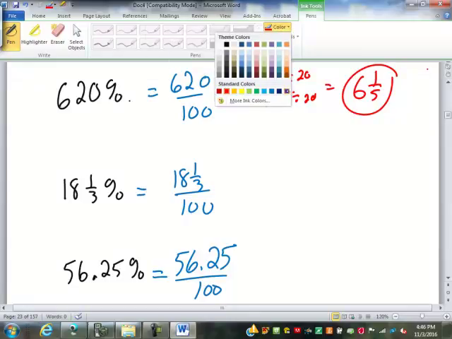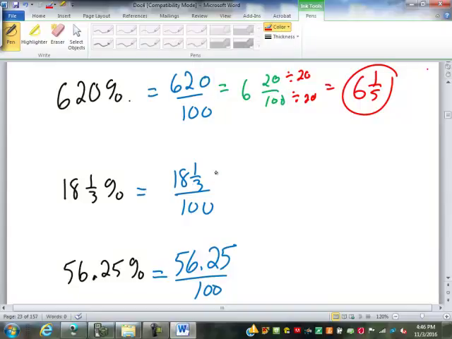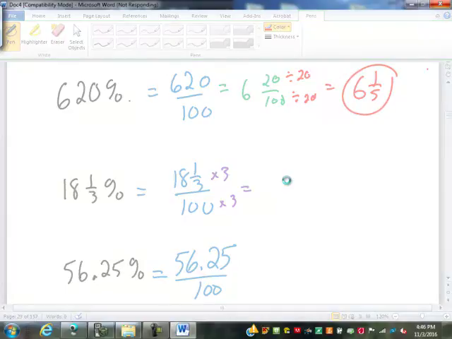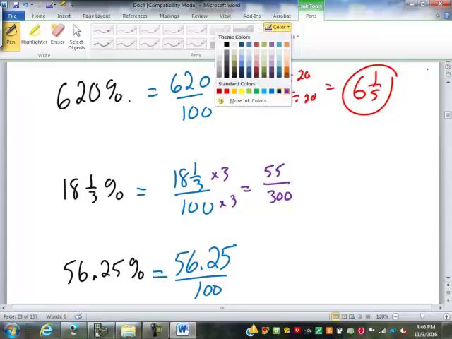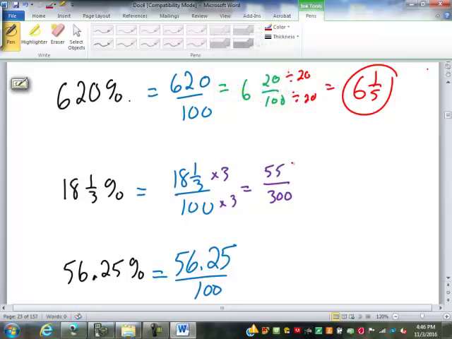Down here, 18 1/3 over 100, I'm going to multiply by 3. 100 times 3 is 300. 18 1/3 times 3 is 55. Both of those can be divided by 5. 11/60.